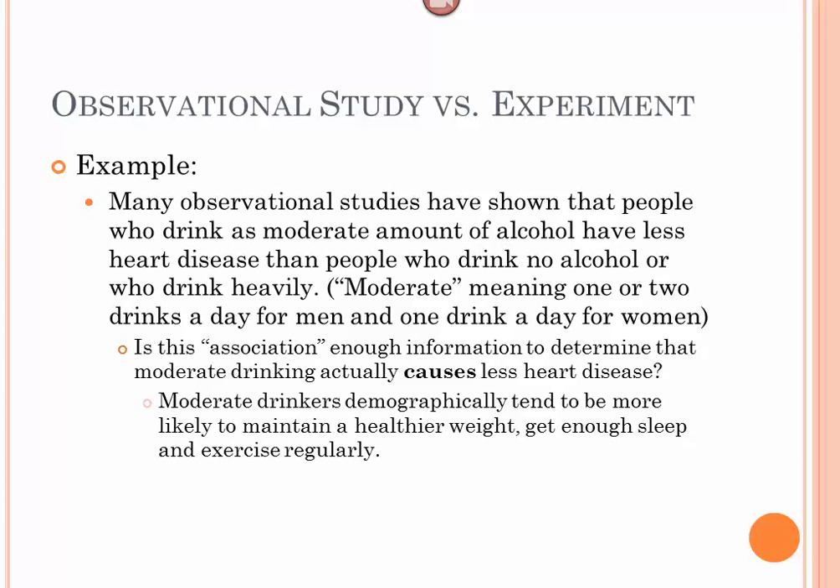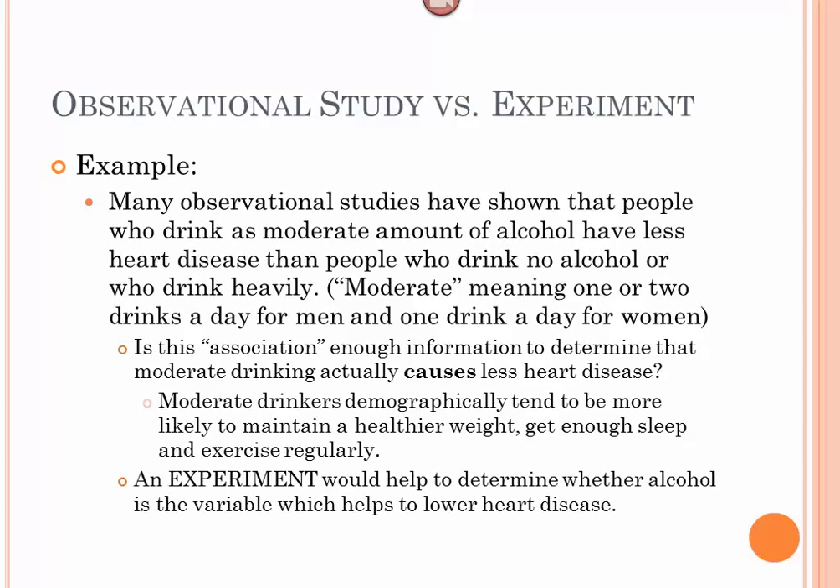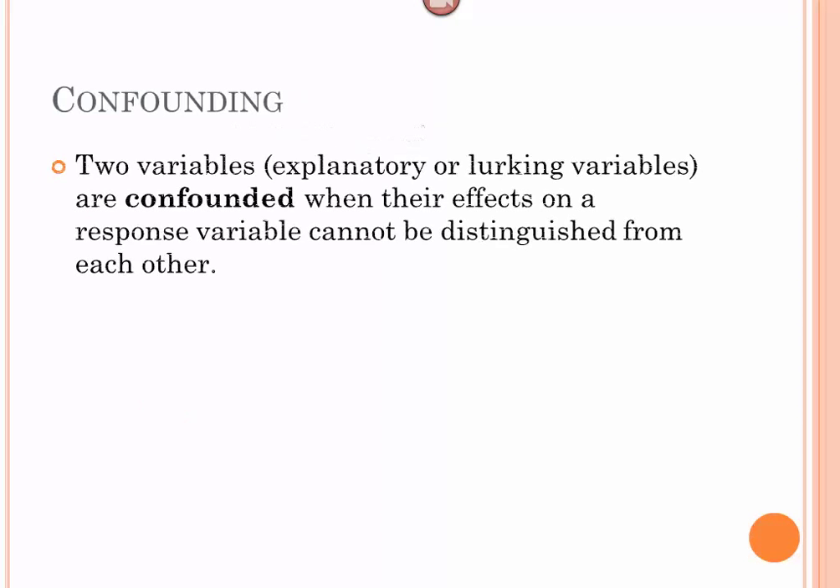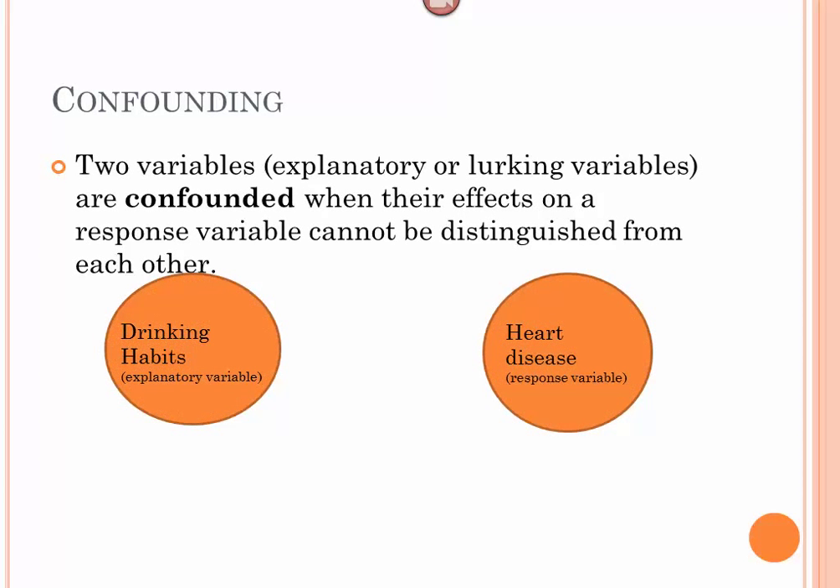And because of that, there are variables in the background that are actually affecting the results. But all we saw, because this is all we did our observation on, was the link between the drinking and the less heart disease. So to look at a picture of this, we have our drinking habits here. These are the two things we were looking at, and the heart disease, which is our response. So this is like our X, or explanatory variable, and the heart disease is our response. And it appeared that we did have a link between the two.